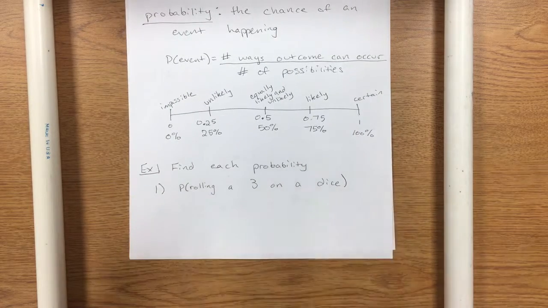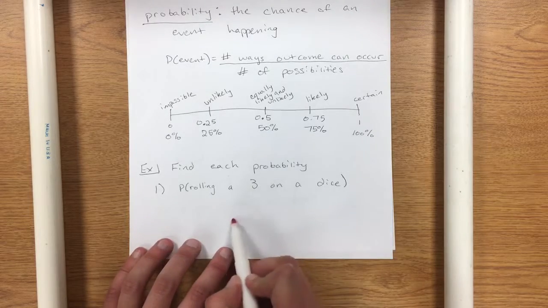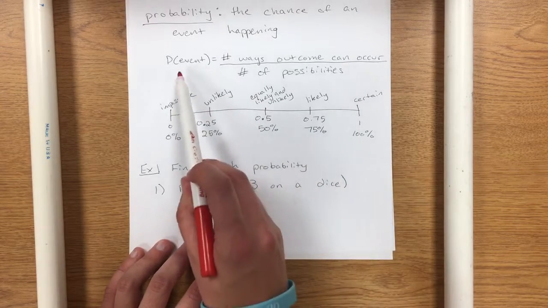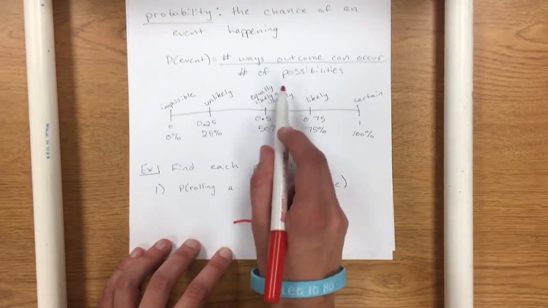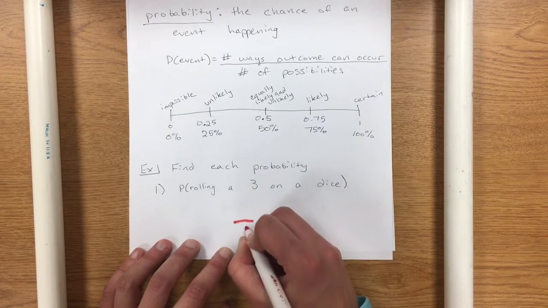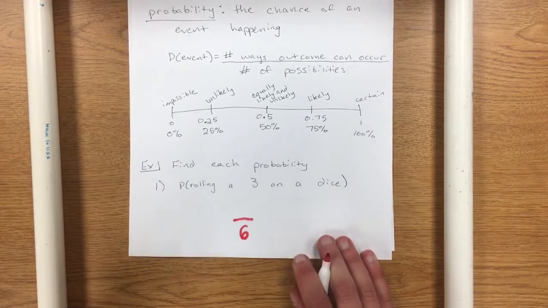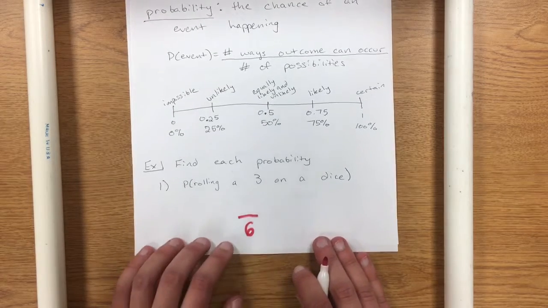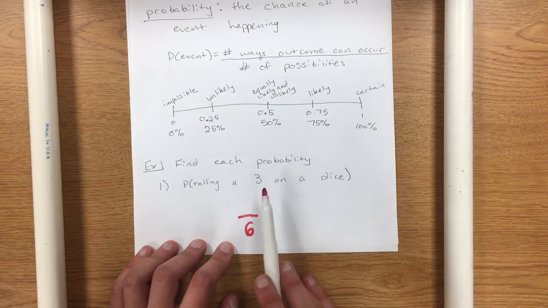So, our first example, we're going to find each probability. So number 1, we want to find the probability of rolling a 3 on a dice. So we're going to think about a dice. How many sides does a dice have? 6. So that is going to be our total number of possibilities. So we're going to start with our fraction, because remember we have our equation, the probability of an event. We have a fraction. So on the bottom we have our total number of possibilities. So we just said our total number of possibilities is 6. So we could have a dice and we could roll any of the 6 sides.